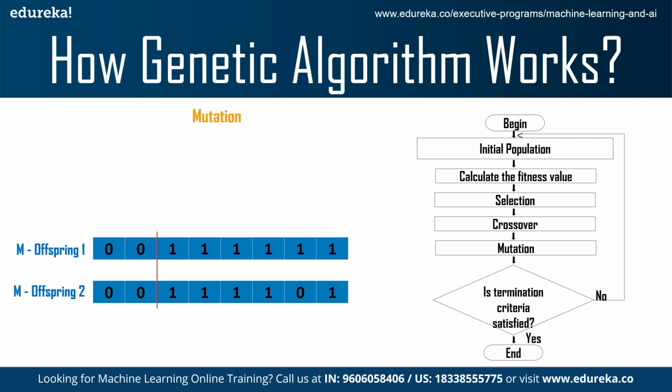So for that purpose, we need to repeat that loop, because our termination criteria was not satisfied. So we'll again repeat the loop. We will again mate them, find the fitness value, do the selection, do the crossover and mutation, and we will keep on repeating this loop until we reach a solution, which is our final result.